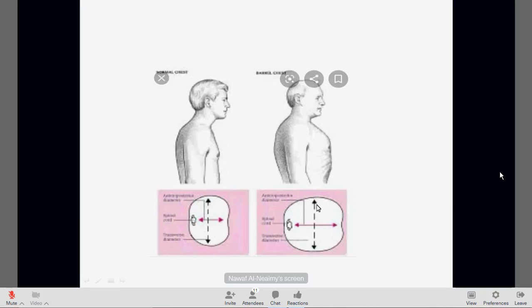لازم أعرف أنه when there is a barrel-shaped chest, the reason behind is usually hyperinflated lungs. والhyperinflation يصير عندي عادة in obstructive airway diseases. Obstructive airway diseases. هذا أول شيء يكون عندي barrel chest.